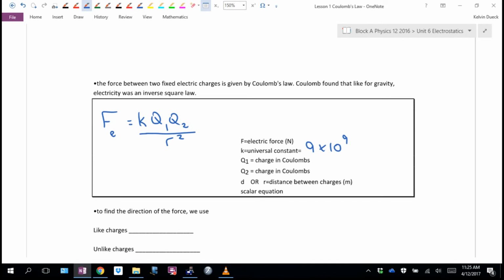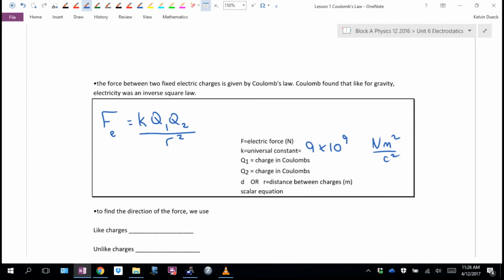It has weird units. What would the units for K be? Newtons meters squared per Coulomb squared, I guess. Newtons meters squared per Coulomb squared. That cancels out the Coulomb squared, cancels out the meter squared, and gives you an answer in newtons. 9 times 10 to the what? 9. Remember, gravity was 6.67 times 10 to the negative 11. That means electricity is stronger than gravity by a factor of 10 to the 20th. It's way stronger than gravity. Gravity is weaker than weak. You think it's the biggest fundamental force. It's by far the weakest fundamental force.